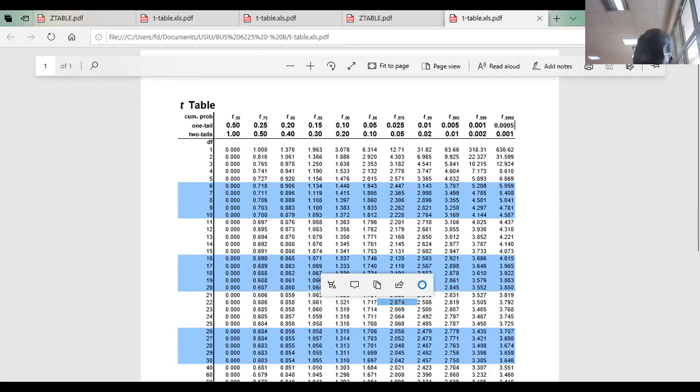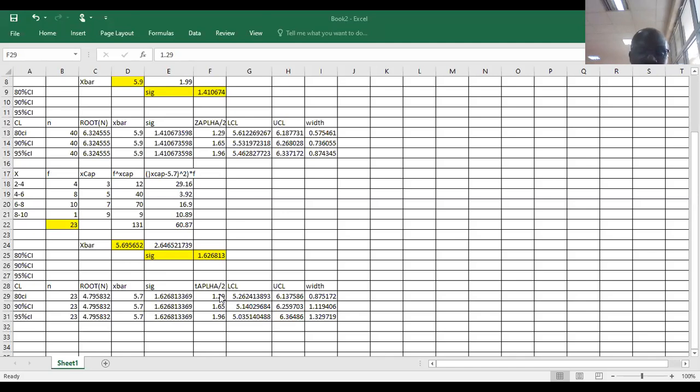Are we together, please? Then I go this side now. Let's go back to our Excel. Our Excel is here. So give me the 80%. What is it equal to? 1.321. Fine? And the other one?